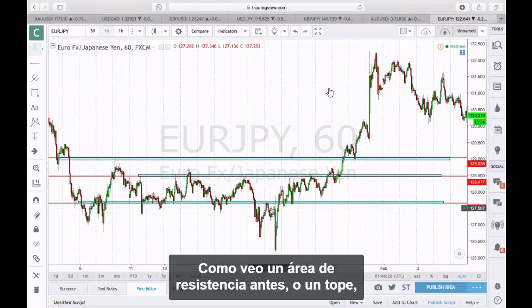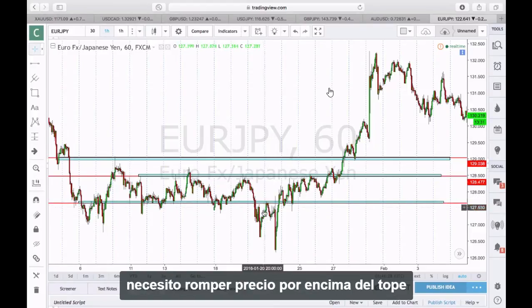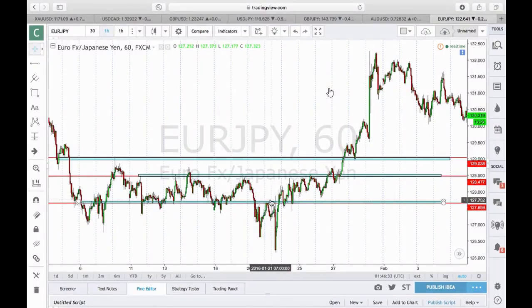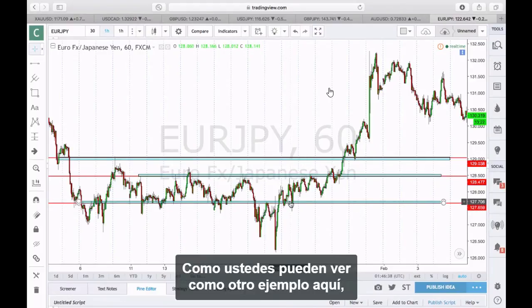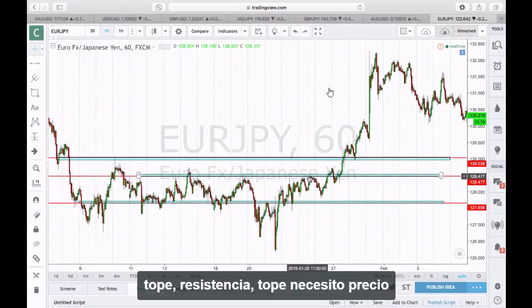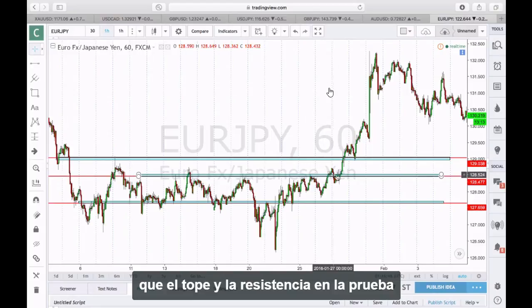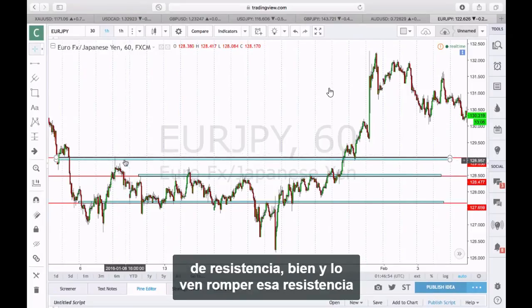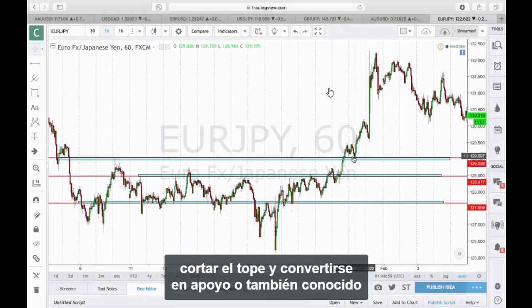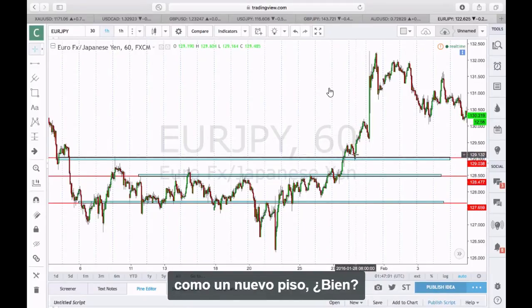In order for me to confirm that it's actually going into an uptrend, I need it to do something very simple. As I see an area of resistance, or a ceiling, I need price to break above it, to break the ceiling, and to test that ceiling as a newfound floor. As another example right here, ceiling, resistance, ceiling. I need price to break above that ceiling and to test it as a newfound floor. As you guys can see over here, you have an area of resistance, and you see it break that resistance slash ceiling and become support, also known as a newfound floor.